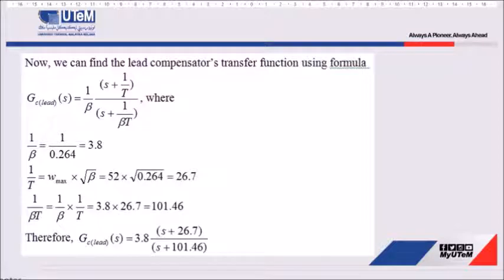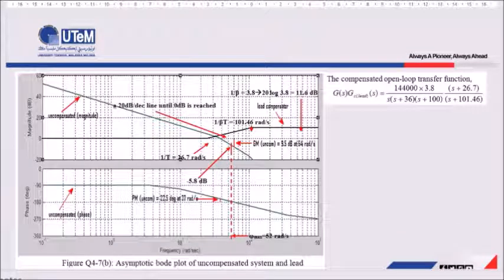Next, we combine this Gc(s), the lead compensator, with the system. So the overall G(s)Gc(s) becomes like this. That means we have to combine this transfer function with this compensator transfer function. So this is the magnitude plot for this compensator function. Based on our calculation, 1 over beta T is 101.46.